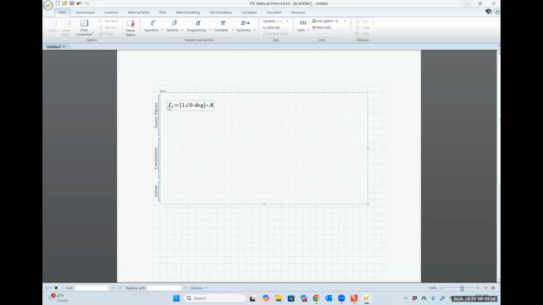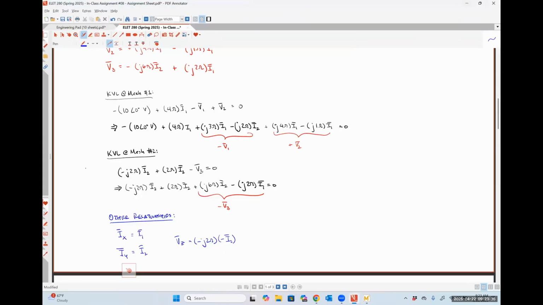I think I already earlier in the quarter talked to you about the keyboard shortcuts for the different types of equal signs, how to get the angle operator and all that kind of good stuff. And then here's I2 is 1 angle 0 degrees amps as well. In my constraint section, now I'm going to type out those two equations after I've done my simplifications.